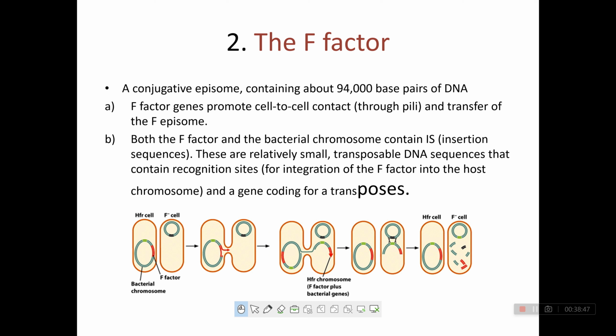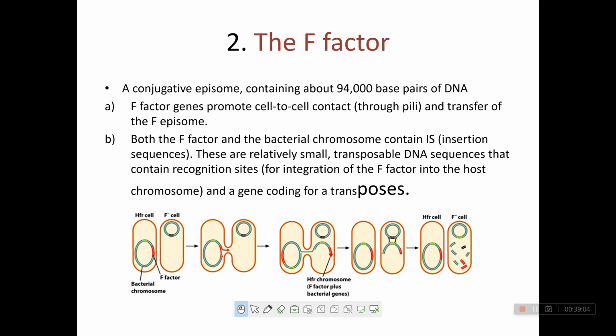Second, what is the F factor? The F factor is nothing but the F plasmid. The bacteria which contain the F plasmid are known as F plus. The F factor gene promotes cell to cell contact and transfer of the F episome.